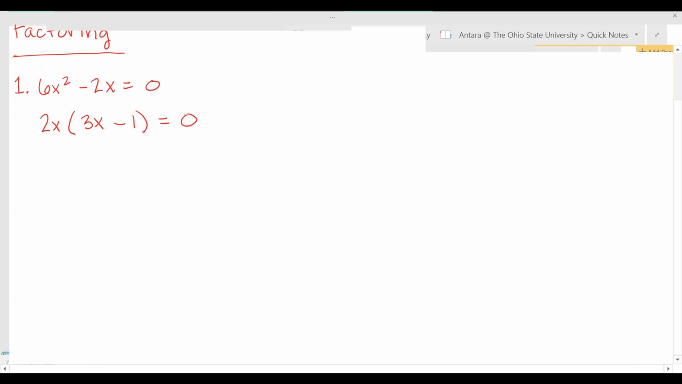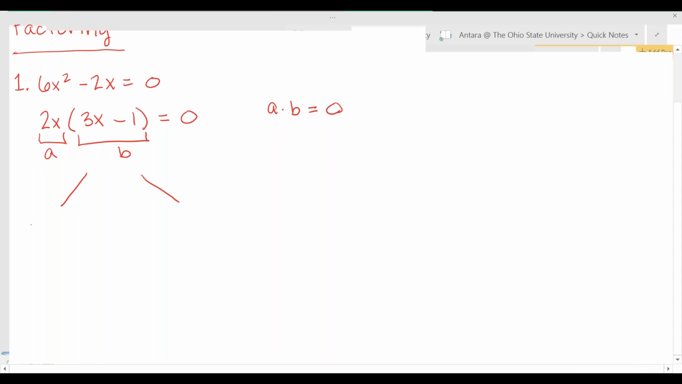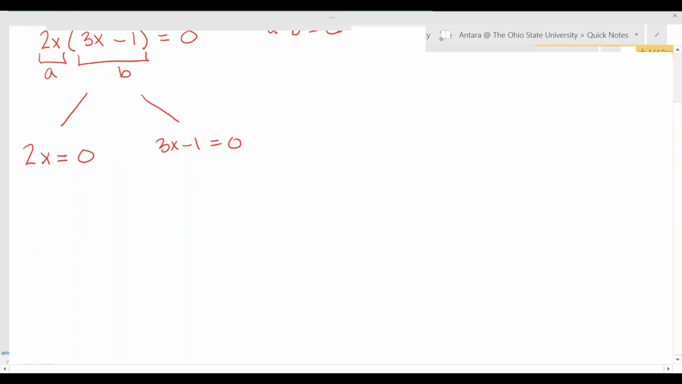So now, like in the previous slide I showed, we have this one expression, which let's say we call A, and this other expression we call B. And we know, like we had said, that A times B equals 0. So we're going to do a similar thing where we divide up this equation into two equations: 2x equals 0 and 3x minus 1 equals 0. And now we can solve for x in both situations.